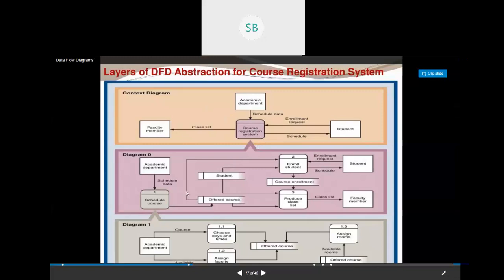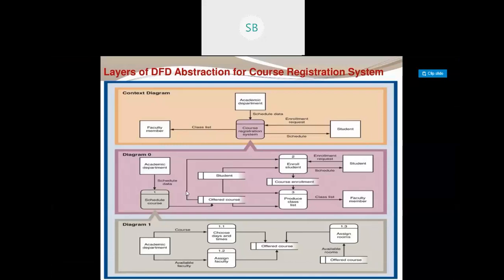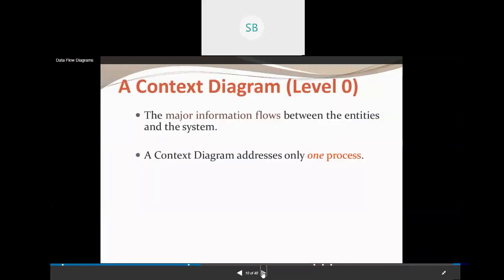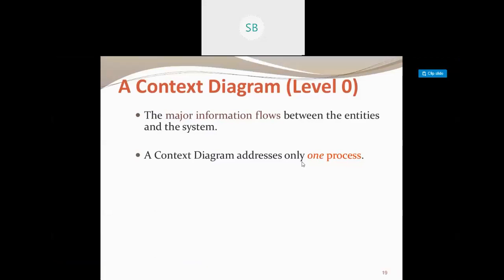Now these things can be broken down in level 1, because a course registration will involve courses, right? Different subjects will be there, all the branches. So we'll check now. After this context diagram, that is level 0, we know the major information flows between the entities and the system. The context diagram addresses only one process. We have seen there will be only one process. The entire system is depicted using only one process, right?